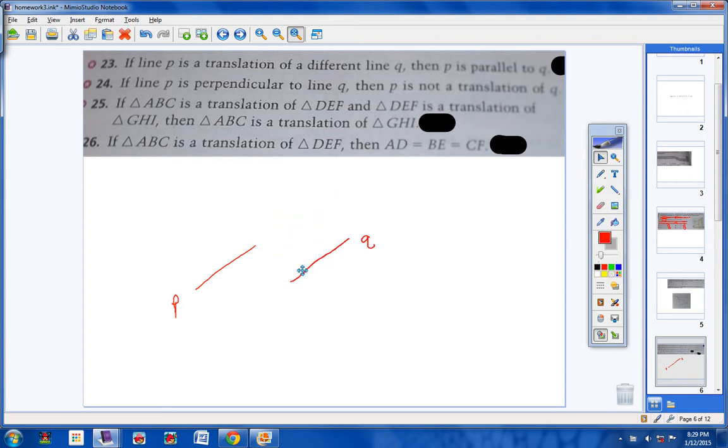So, no matter where you put this line, it will be parallel to Q. So yes, that's true. Alright, moving on to number 24. If line P is perpendicular to line Q, then P is not a translation of Q. Guys, that is so true.